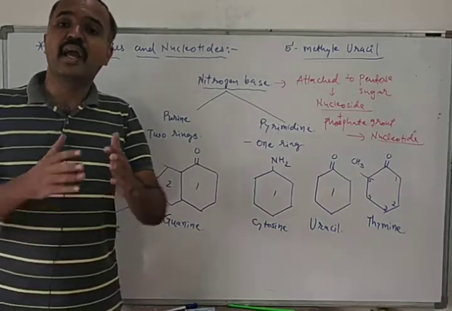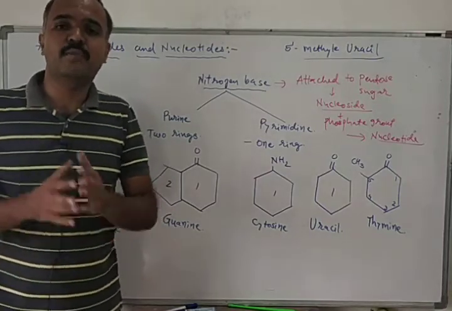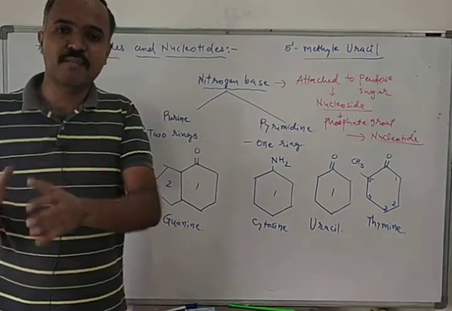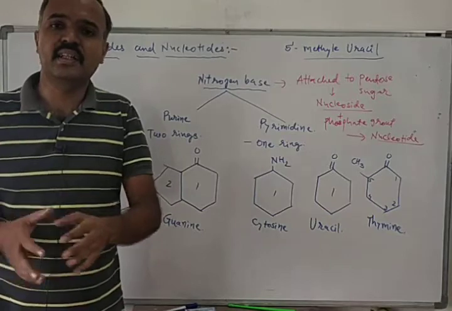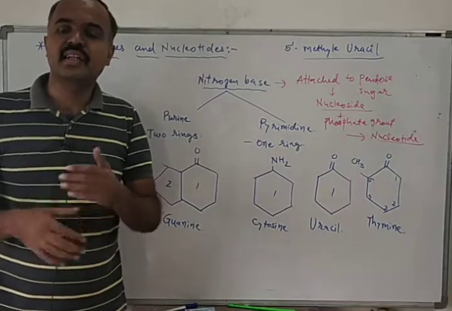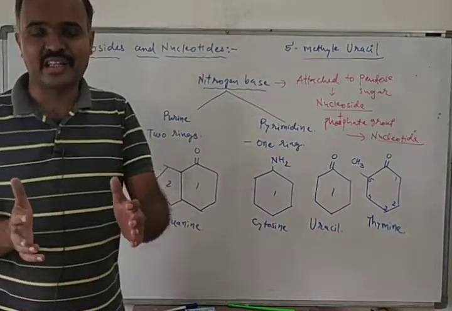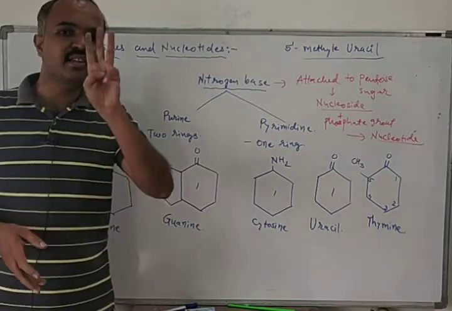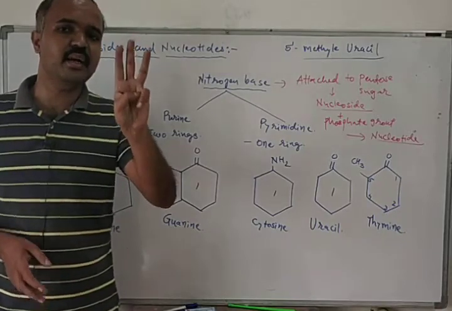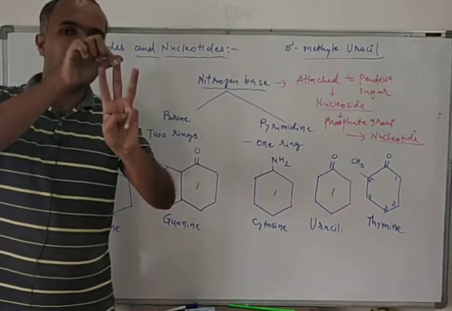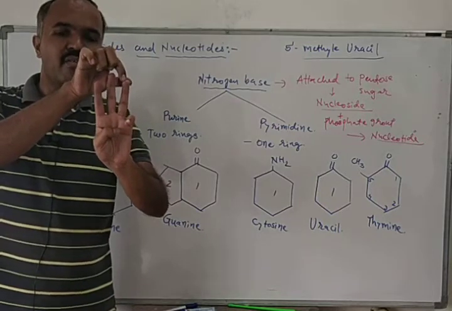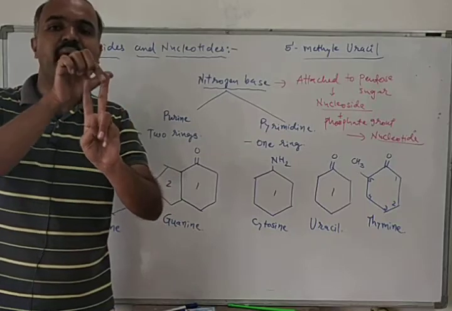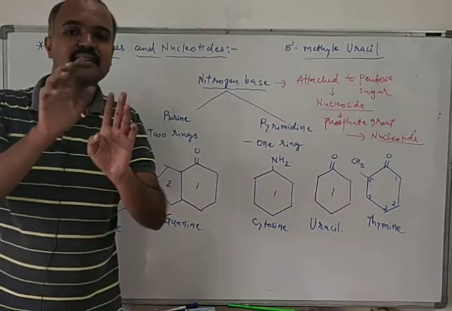When we join extra phosphoric acid or phosphate group to this nucleoside, then the resultant structure is known as nucleotide. So I hope you are clear with this. A nucleotide has 3 components: nitrogen base, pentose sugar, and phosphate. Whereas a nucleoside has only 2 components: nitrogen base and pentose sugar.